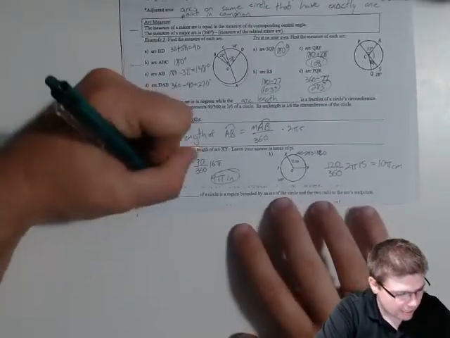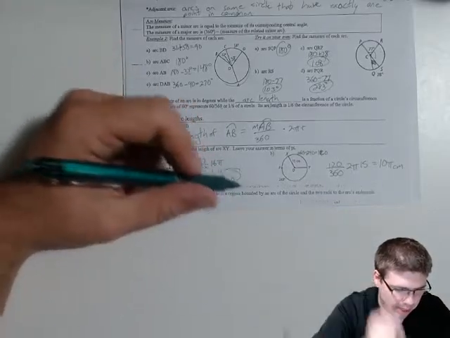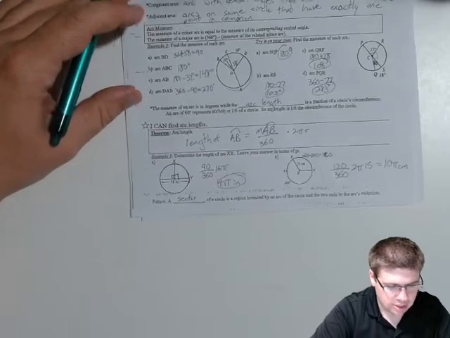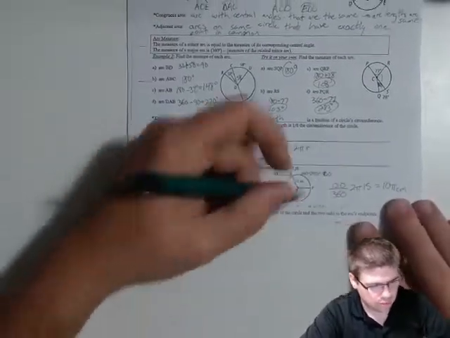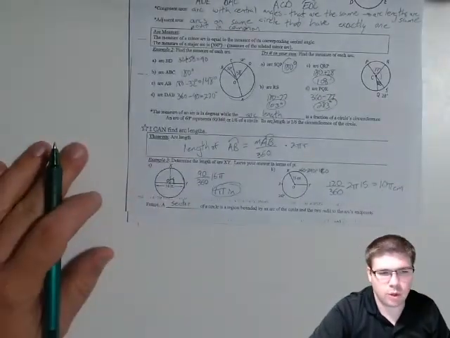So in the future, a sector of a circle is a region bounded by an arc of the circle and the 2 radii to the arc's endpoints. So the sector would be like the piece of pie or the slice of pizza or whatever that you are thinking about there.